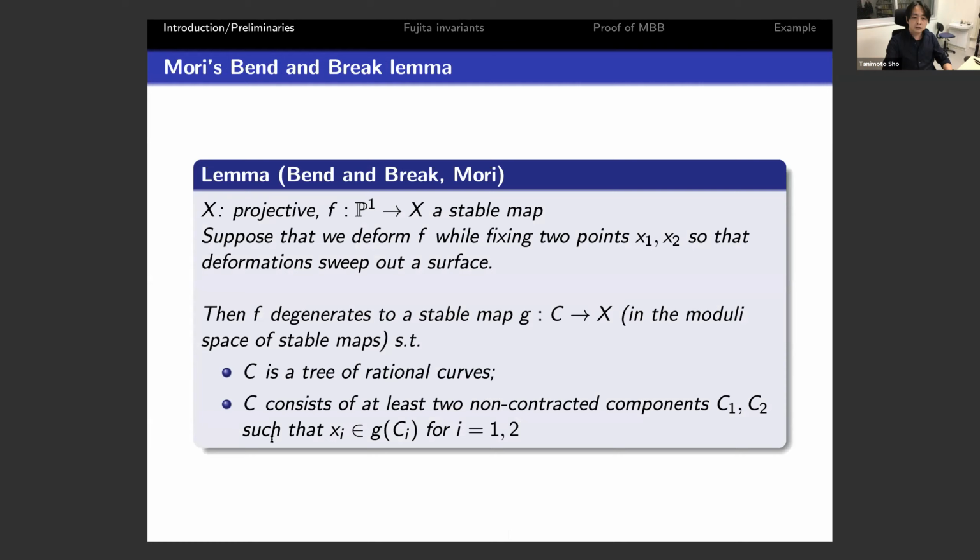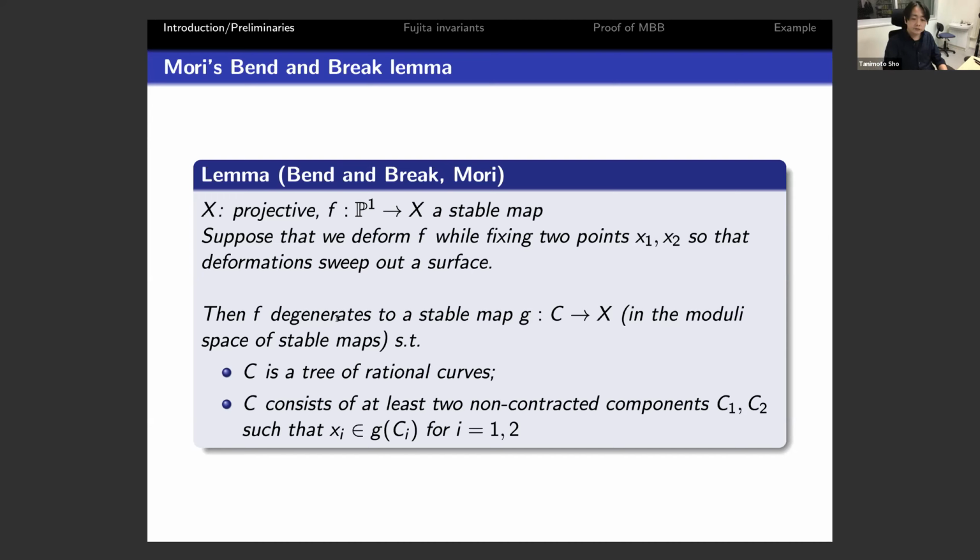So today I'd like to present an improvement of Mori's bend and break lemma. First let me explain what bend and break says in Mori's work. Suppose X is a projective variety, and suppose we have a morphism F from P1 to X, and then suppose that we deform F while fixing two points, X1 and X2, so that the deformation sweeps out a surface.